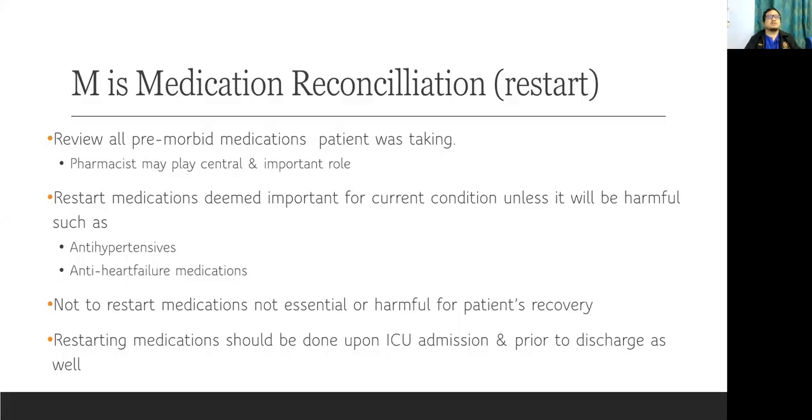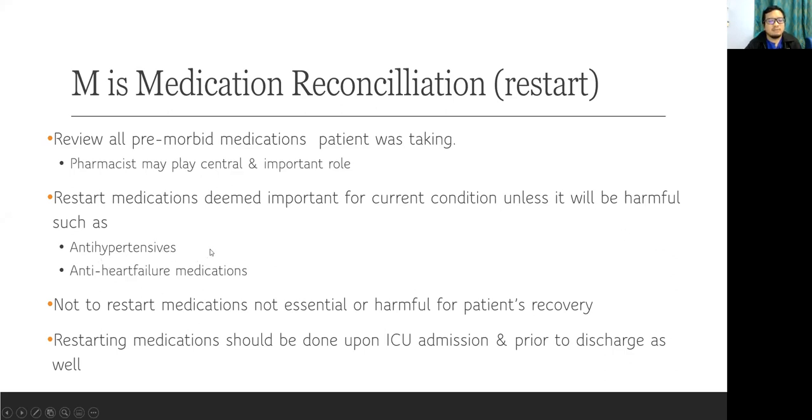So the next one is the new one, MAIDENS. M is medication reconciliation. You have to check back whatever medication the patient was taking before. Then you have to restart all the medication which is important. Restart medication deemed important for the current condition unless it will be harmful, such as antihypertensives.